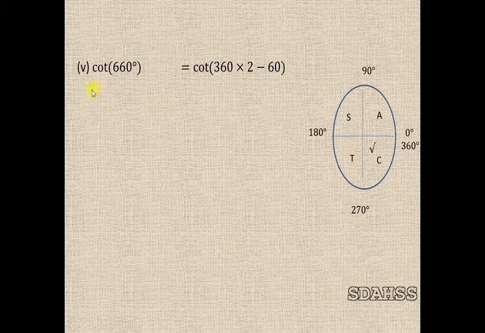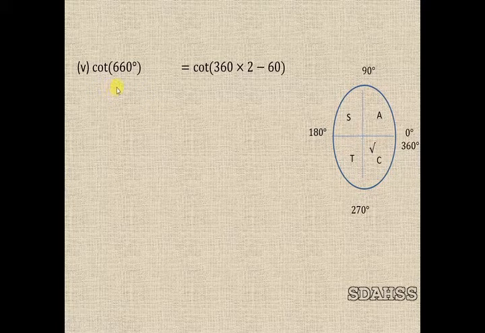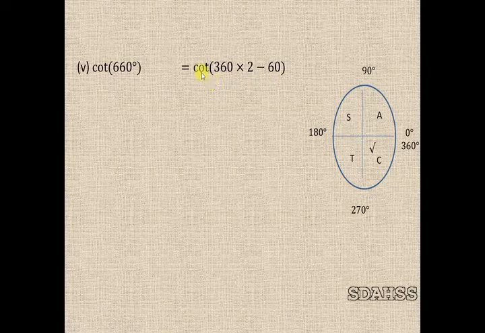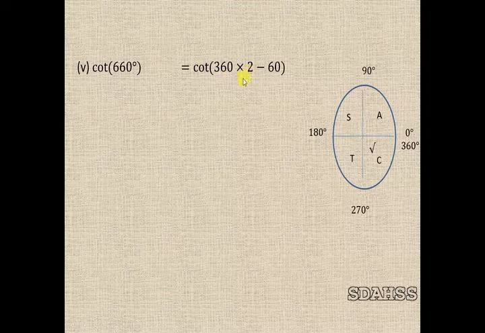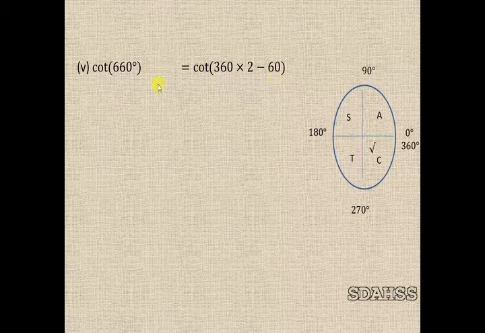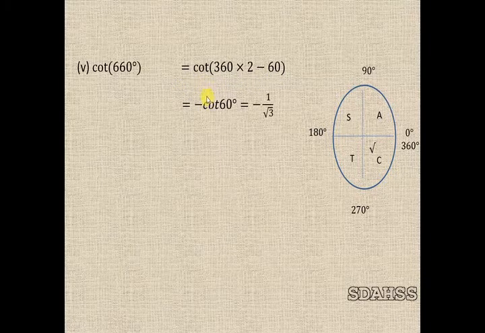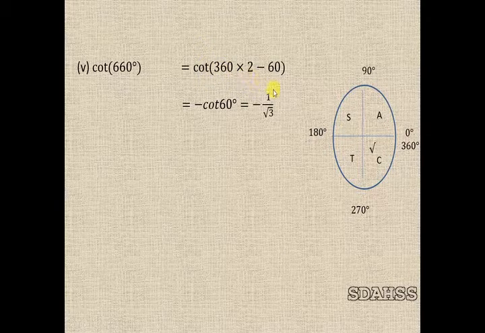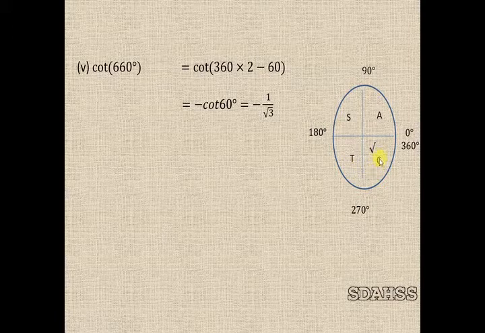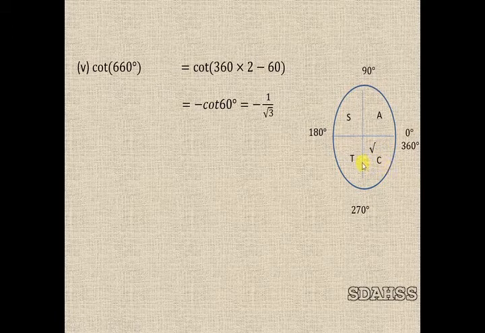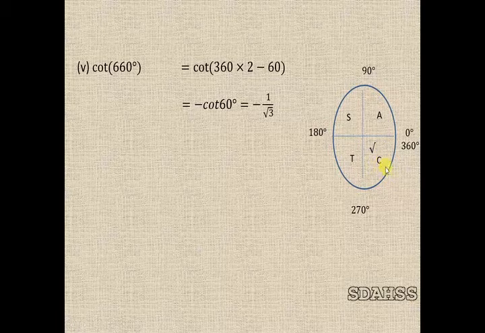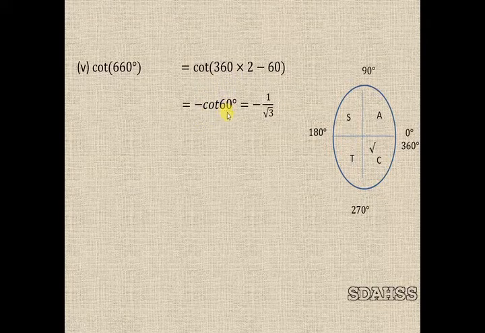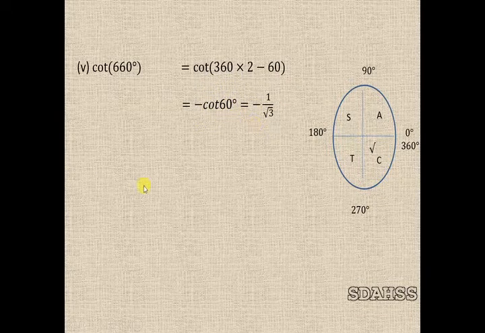Then subdivision 5, cot 660. Cot 660 can be written as cot of 360 into 2, 720. 720 minus 60, 660. So this is the form of cot 360 minus theta. Cot 360 minus theta lies in the fourth quadrant. In the fourth quadrant, cos and secant only are positive. So this must be negative. So minus cot 60. The value of cot 60 is 1 by root 3. So minus 1 by root 3.